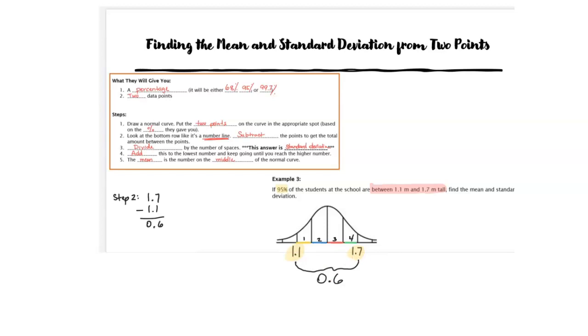So step 3 would say, take your 0.6 and divide it by the 4 spaces that we had in between. So 0.6 divided by 4 equals 0.15. Oops, I'm writing things incorrectly here. 0.15. Key thing to note is that 0.15 is our standard deviation.